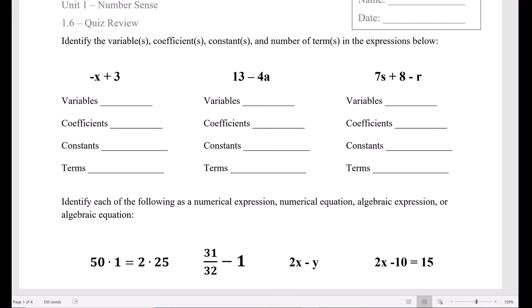So in the first one, our variable is x. A coefficient, we've got a negative in front of there. That's a -1. The constant is the 3 on the end, and there are 2 terms. In the second one, our variable is a. The coefficient is -4. The constant is 13, and once again we have 2 terms. And then lastly, we have variables s and r. The coefficient in front of s is a 7. The coefficient in front of r is a -1. Our constant is 8, and there are 3 terms.